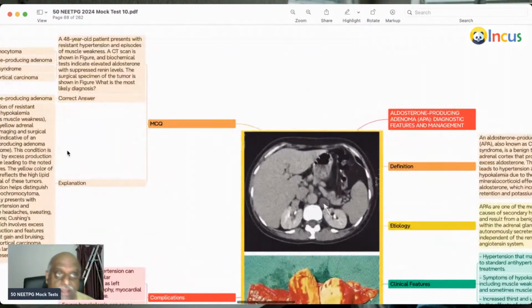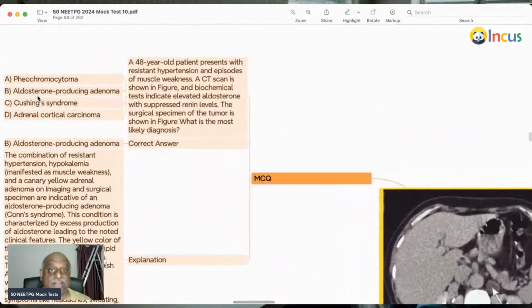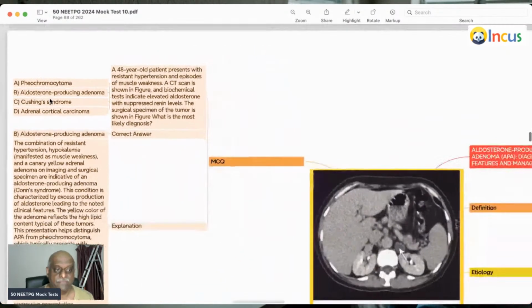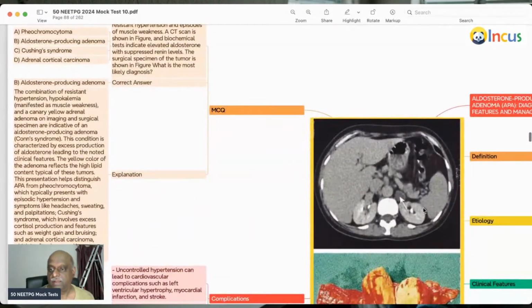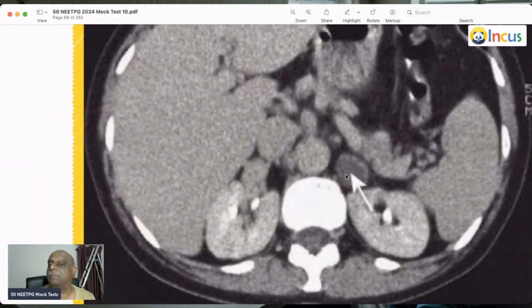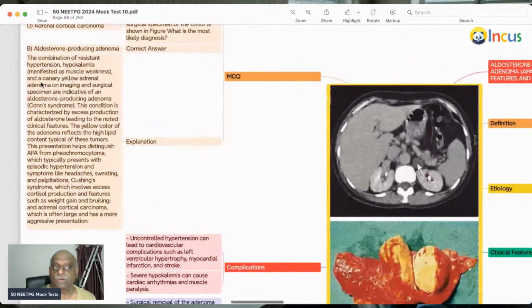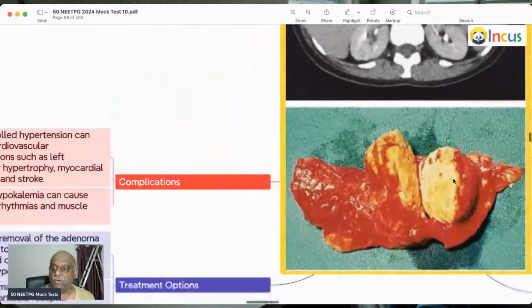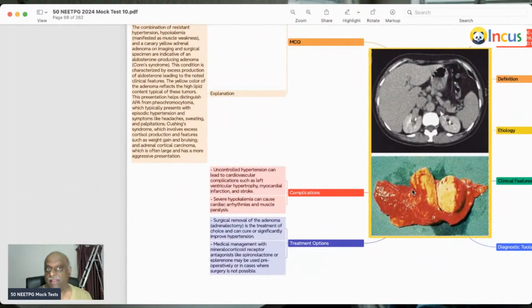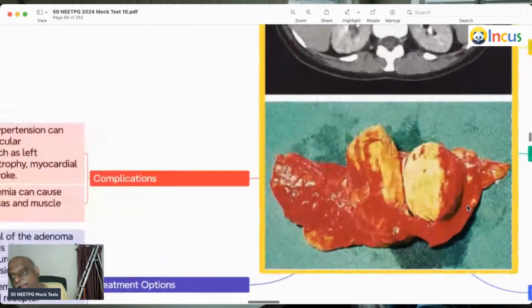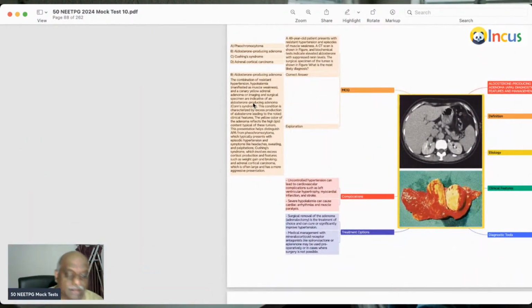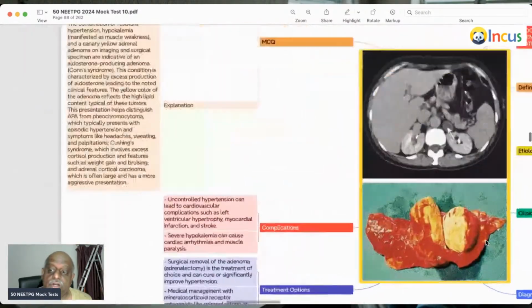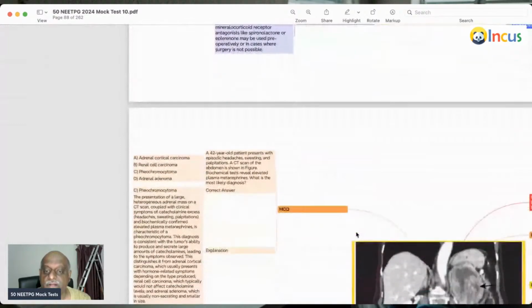Now, doctor, a 48-year-old with resistant hypertension, episodes of muscle weakness, and a CT scan typically showing a suprarenal mass, adrenal mass. So, hypertension, hypokalemia, and what do you see? Canary yellow adrenal mass, yellow adrenal adenoma, which is typically called Conn syndrome, which is aldosterone-producing adenoma, is what you need to remember.